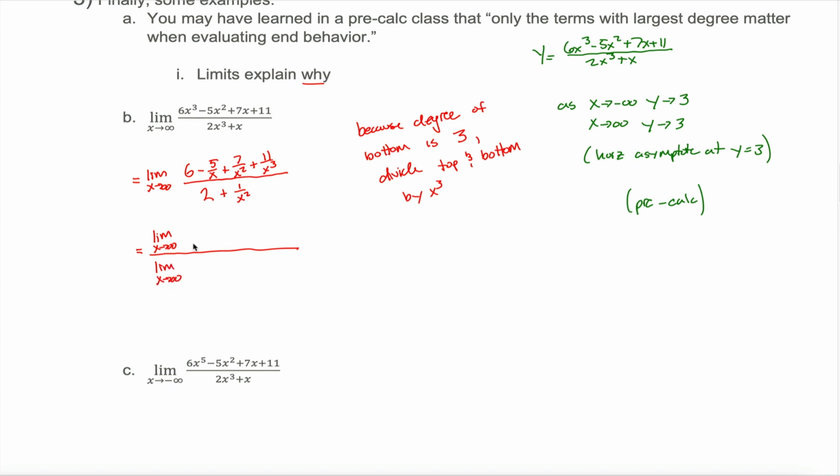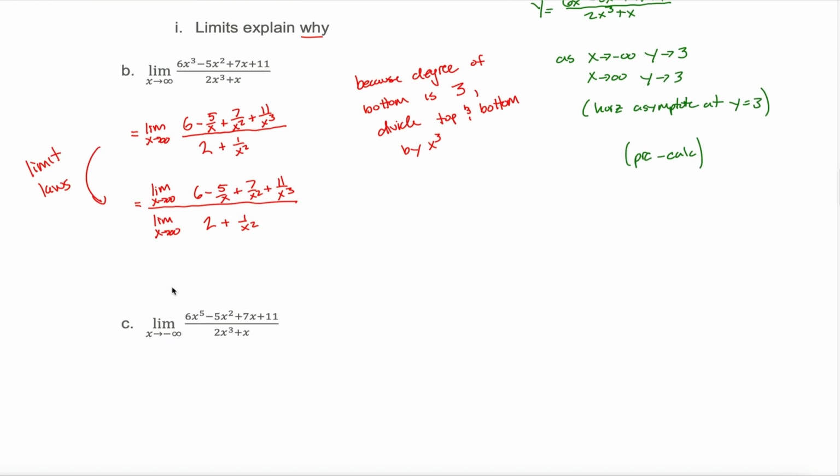The limit as x approaches infinity of 6 minus 5 over x plus 7 over x squared plus 11 over x cubed, divided by the limit as x approaches infinity of 2 plus 1 over x squared. This probably seems like it should be equal to this, but really the reason we're allowed to do this is the limit laws. And the limit laws don't stop there.